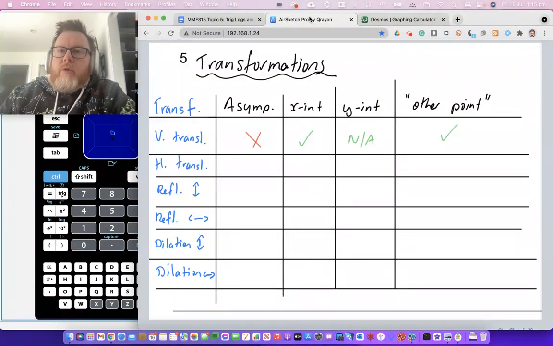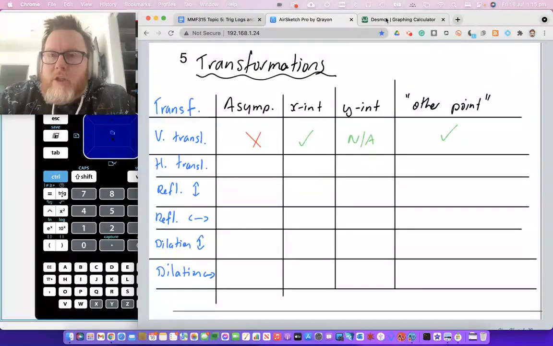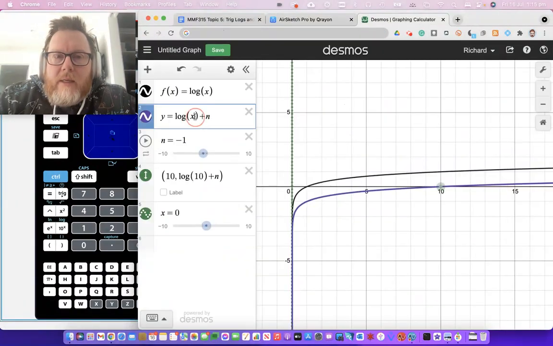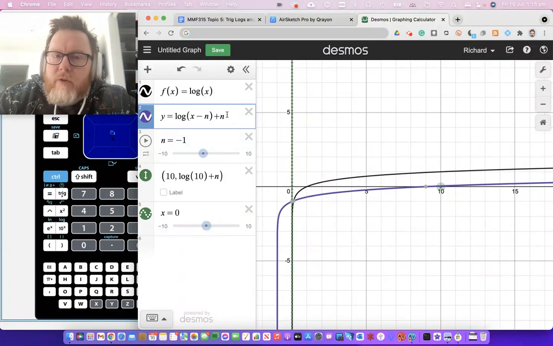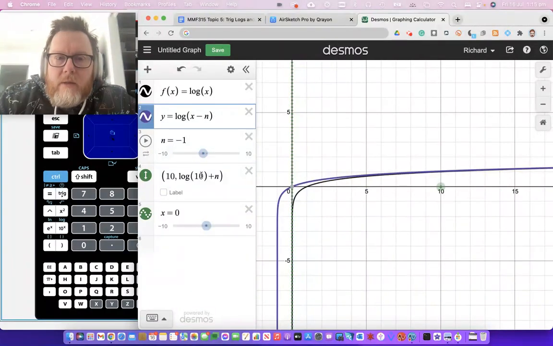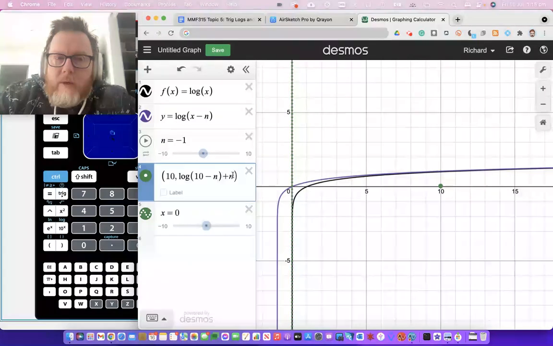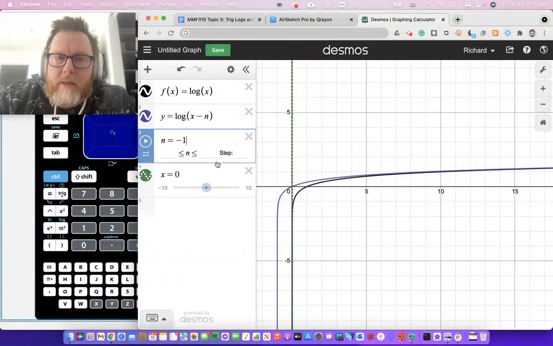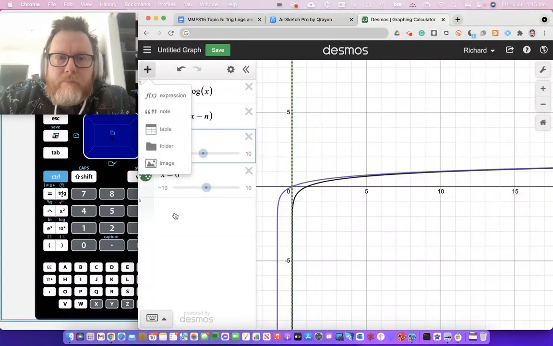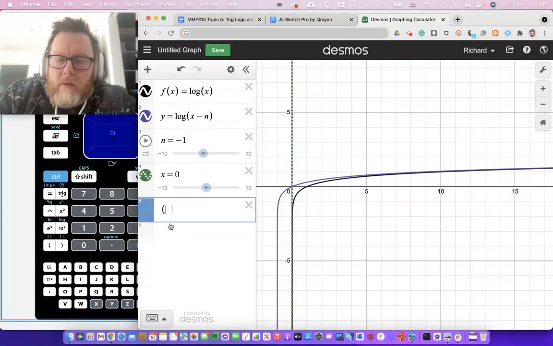Okay. Horizontal translations. We know that means a translation of the input, which means that instead we are going to be putting n in here. We know that we just reverse the sign there, so it's x minus n. And we're going to have a look at the point 10 as well. Oops, accidentally deleted that. That's annoying, isn't it? Just quickly add it in. 10 and log of 10 minus whatever the value of n is.